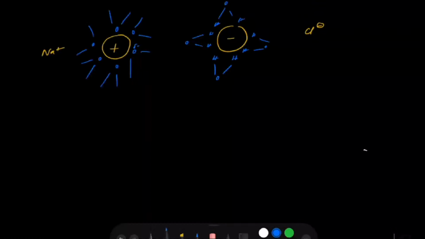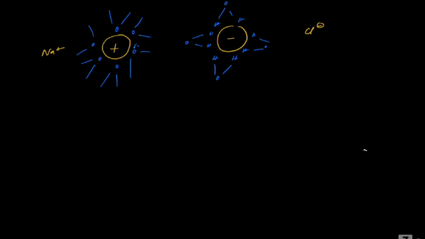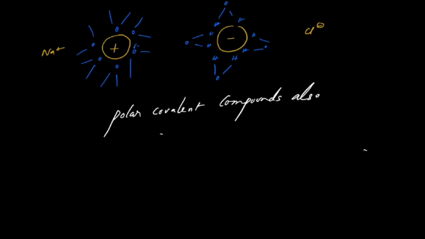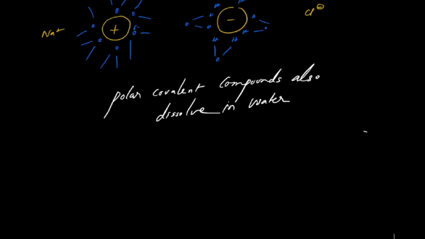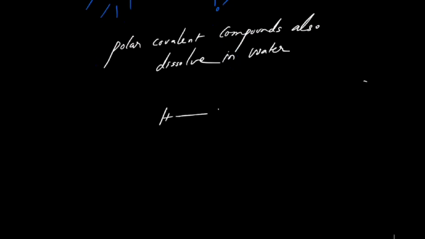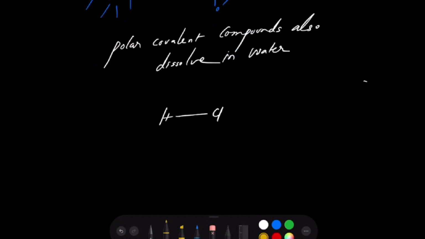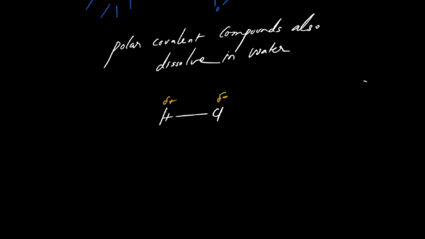And even some covalent compounds dissolve in water. Which covalent compounds dissolve in water? Polar covalent compounds also dissolve in water. You know why? What is the best example of a polar covalent compound? The best example is HCl. In HCl, chlorine is more electronegative, so it holds partial negative charge, and hydrogen gets partial positive charge. So this will obviously dissolve in water.